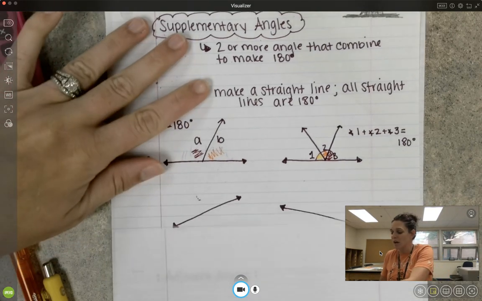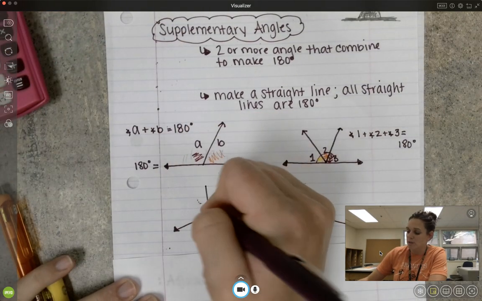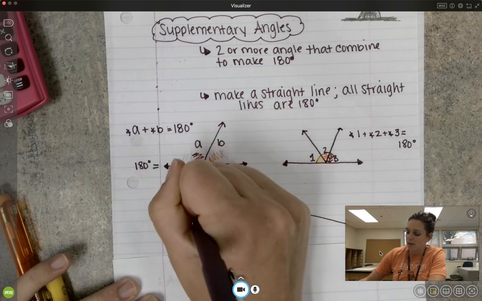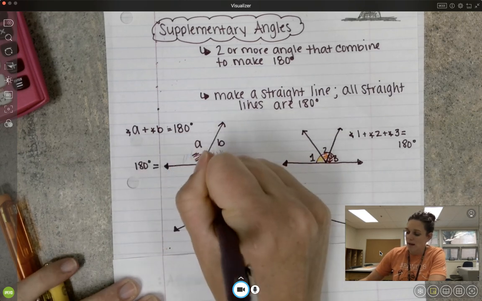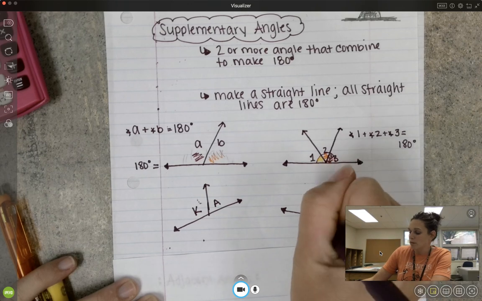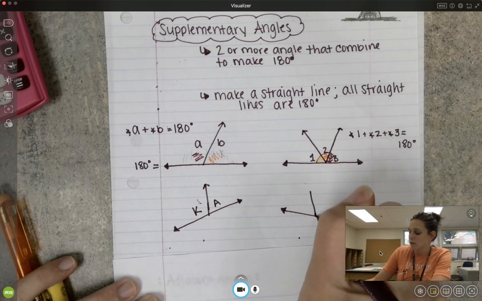All right, so let's try a couple. Let's judo chop this one, and we're going to call this K and A. And we're going to judo chop this one here and here.